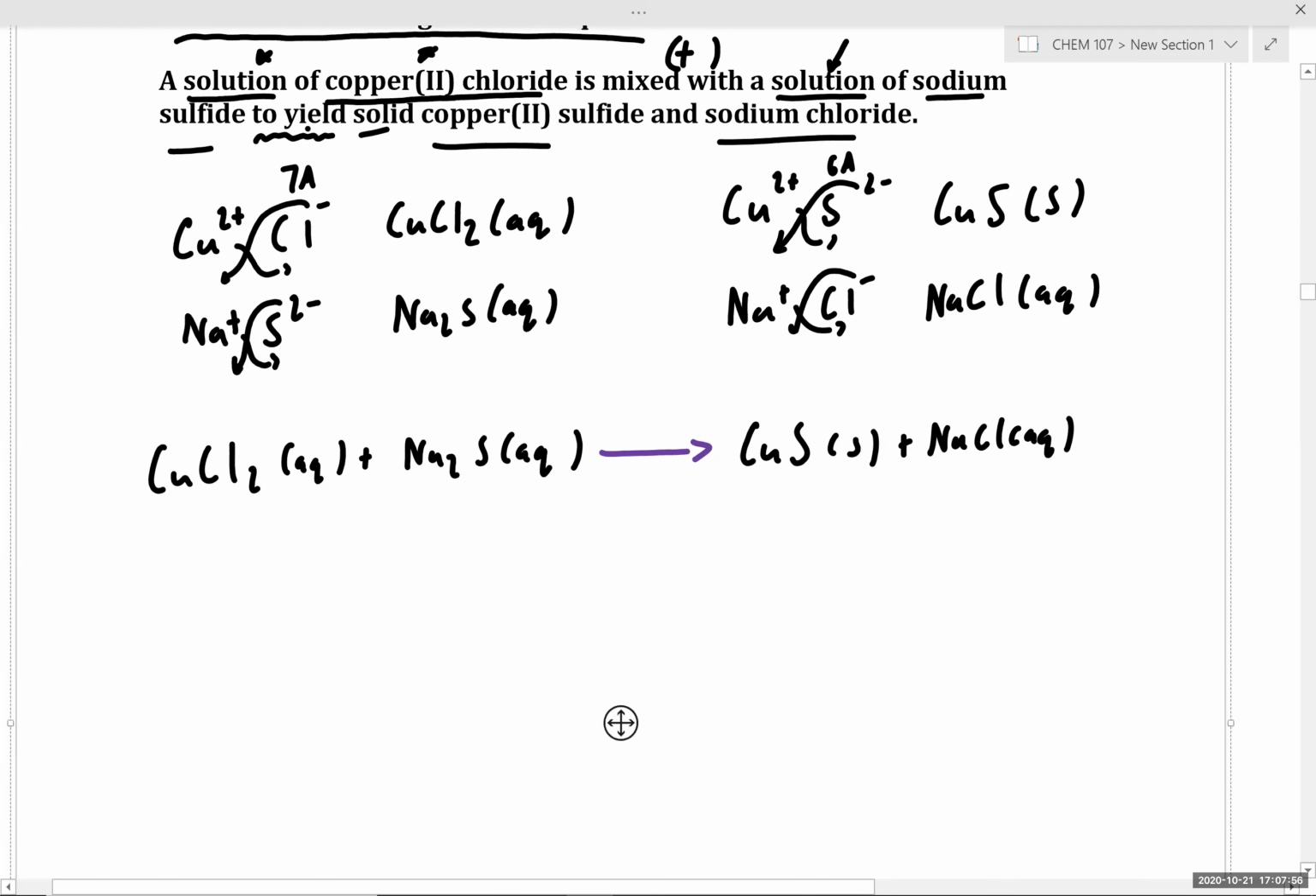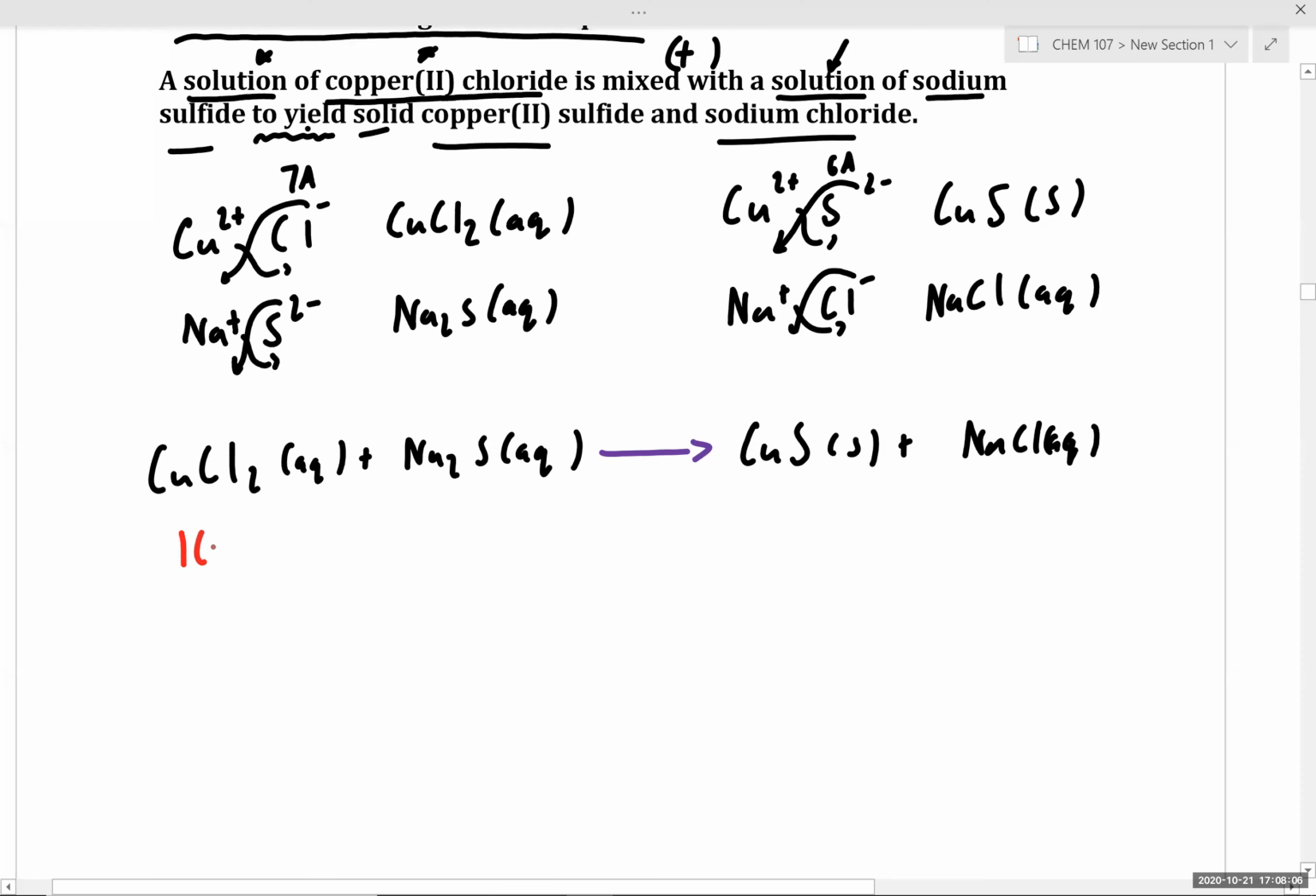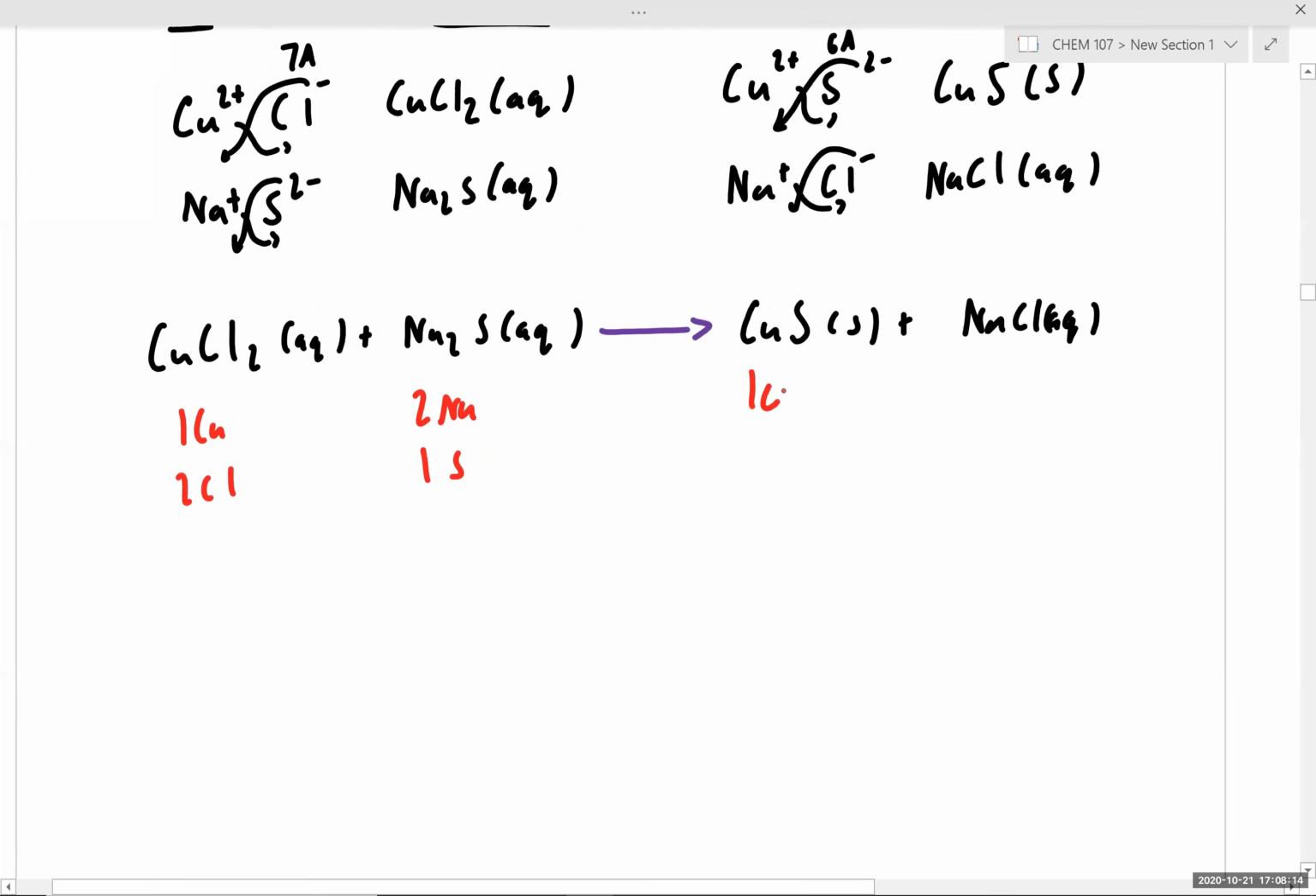Now, thinking about how we balance this equation, looking at this equation, we have 1 copper, 2 chlorines, 2 sodiums, and 1 sulfur on the left. And we have 1 copper and 1 sulfur on the right, as well as 1 sodium and 1 chlorine on the right.